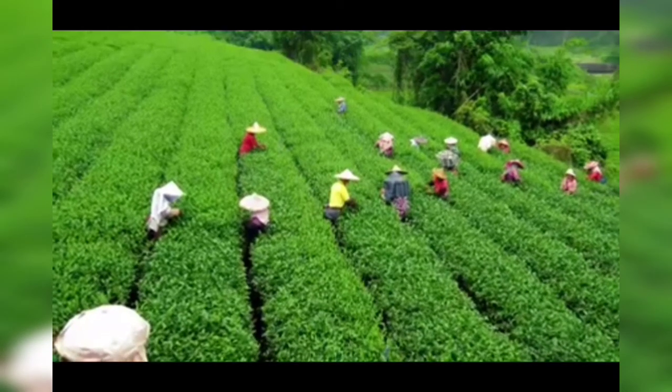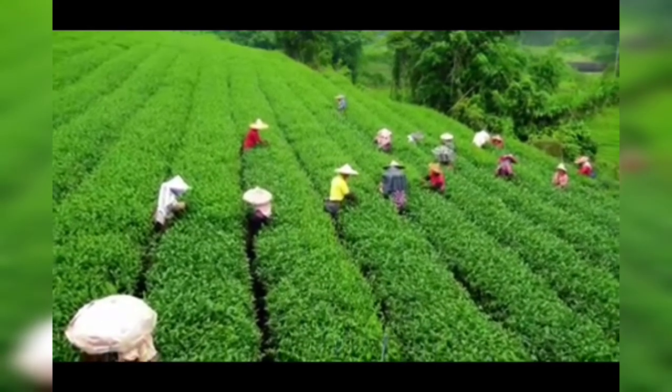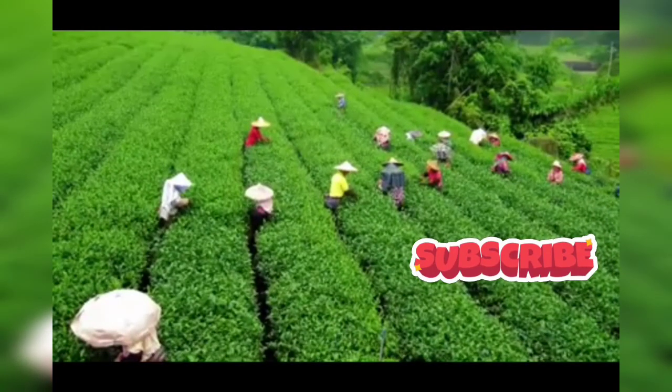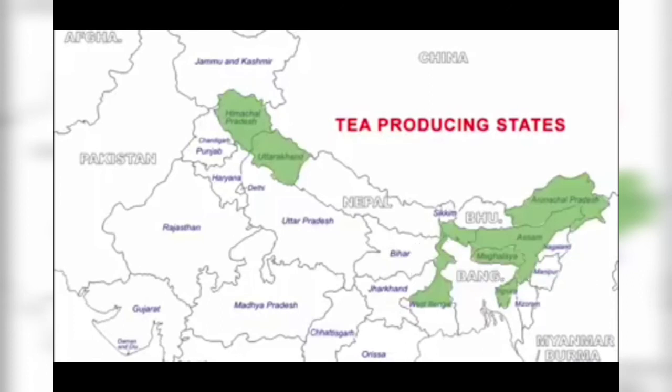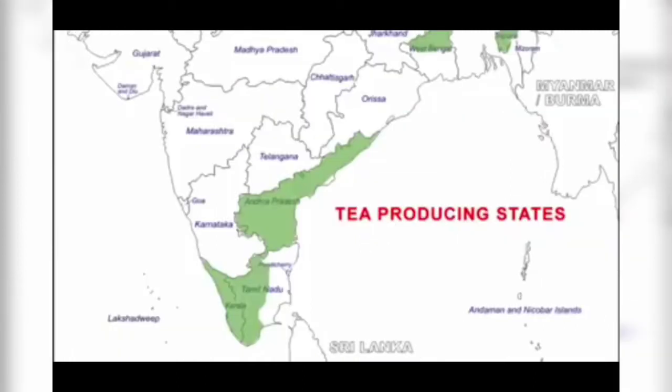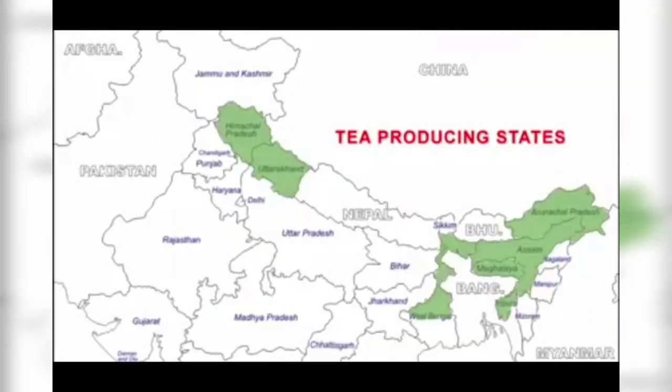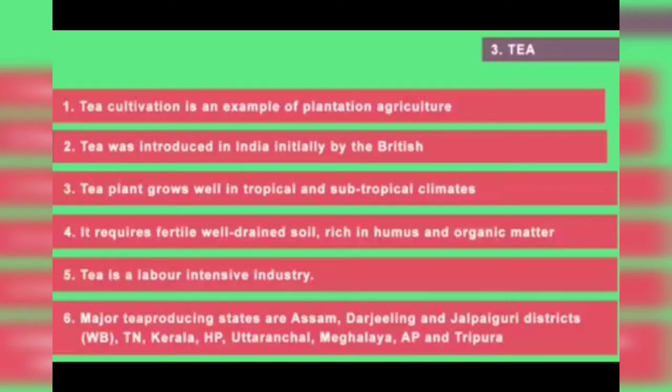Now let me tell you, tea is a labor intensive industry. It requires a lot of hard labor. And the states that produce tea are Assam, hills of Darjeeling, then Jalpaiguri districts of West Bengal, then you have in the southern region Tamil Nadu and Kerala. Now apart from these ideal locations, there are few other places like Himachal Pradesh, Uttaranchal, Meghalaya, Andhra Pradesh and Tripura. So these all states contribute towards tea production.